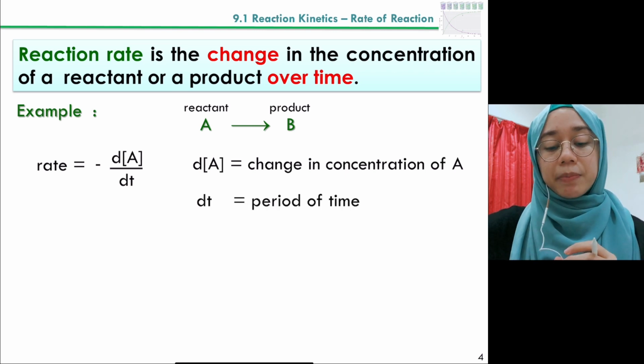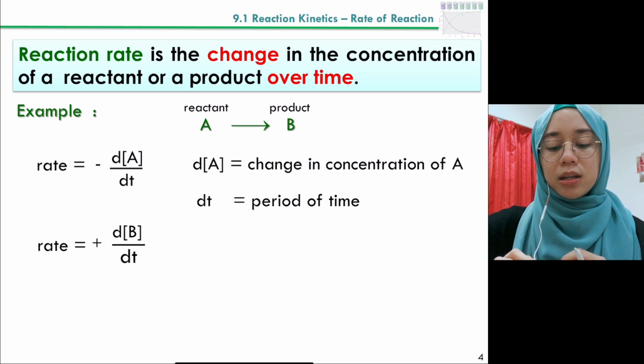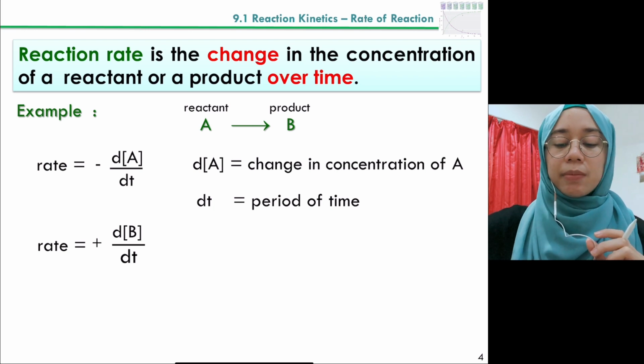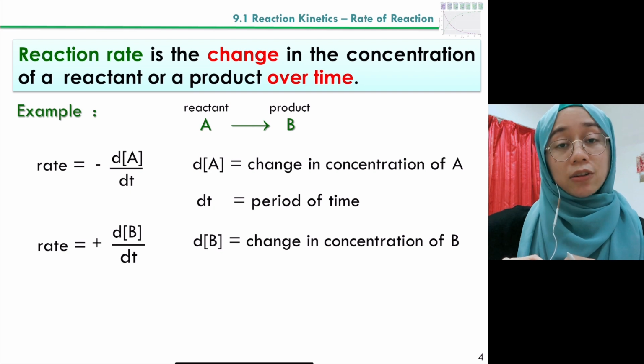Period of time. Meanwhile untuk B pula, kita akan letak positif d[B]/dt, whereby the d[B] is equal to the change in concentration of B.